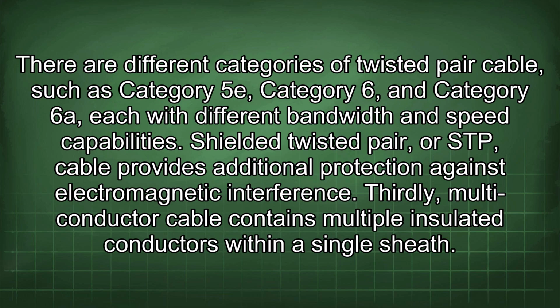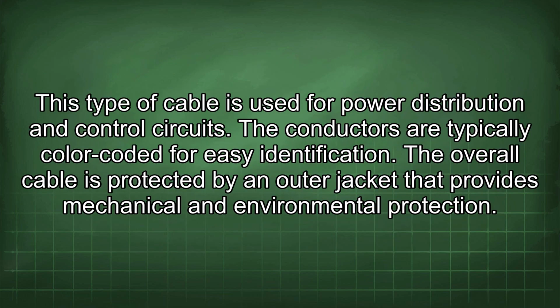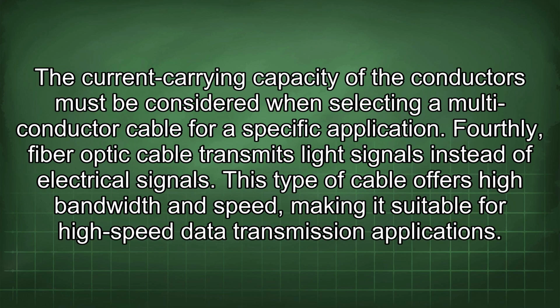Thirdly, multi-conductor cable contains multiple insulated conductors within a single sheath. This type of cable is used for power distribution and control circuits. The conductors are typically color-coded for easy identification. The overall cable is protected by an outer jacket that provides mechanical and environmental protection. The current carrying capacity of the conductors must be considered when selecting a multi-conductor cable for a specific application.